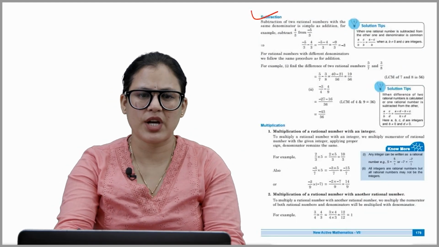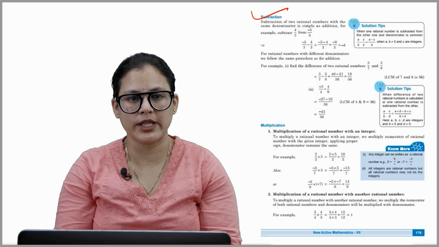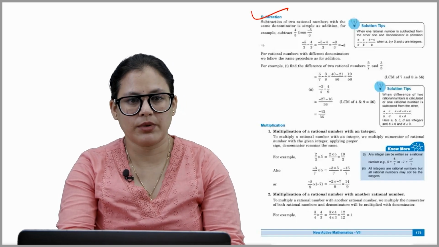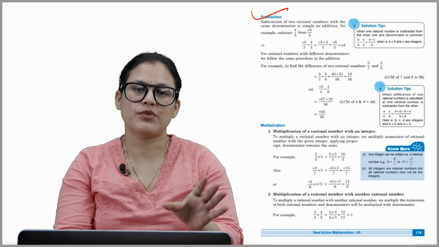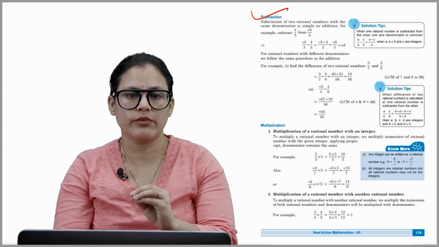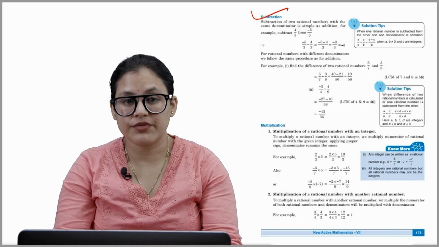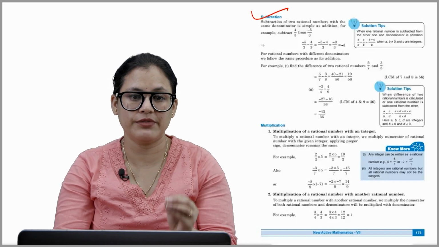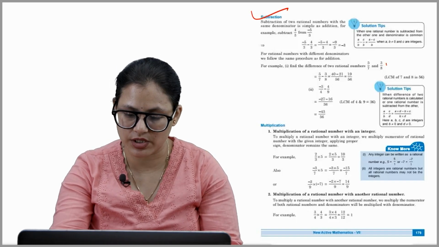Subtraction. Subtraction of two rational numbers with the same denominator is as simple as addition. For example, you have to subtract 4 by 3 from minus 5 by 3. So you will subtract only the numerators and the denominator will remain the same. For rational numbers with different denominators, we follow the same procedure as for addition. For example, find the difference of these two rational numbers.